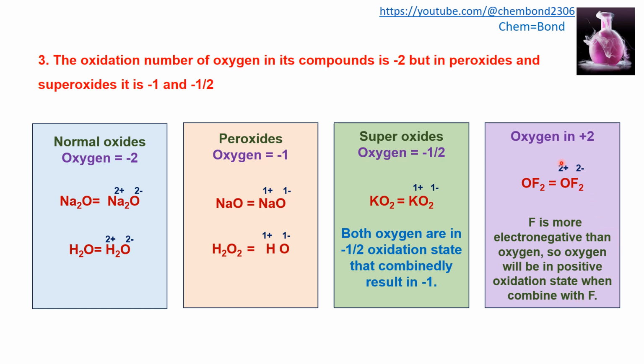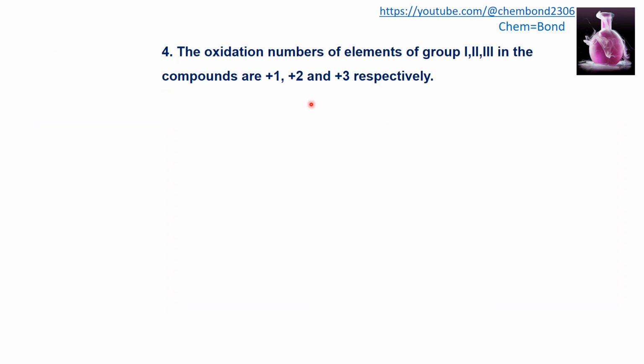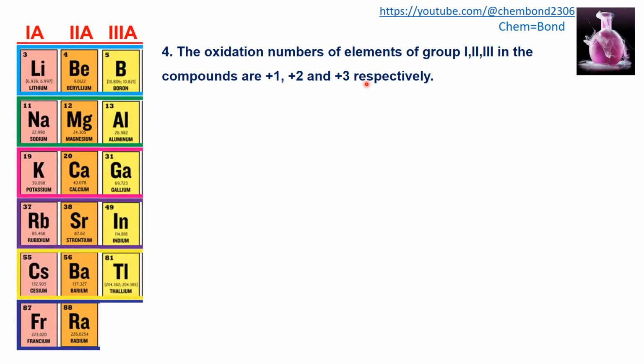So here oxygen will have +2 oxidation number. The oxidation number of elements of group 1, 2 and 3 in the compounds are +1, +2 and +3 respectively.